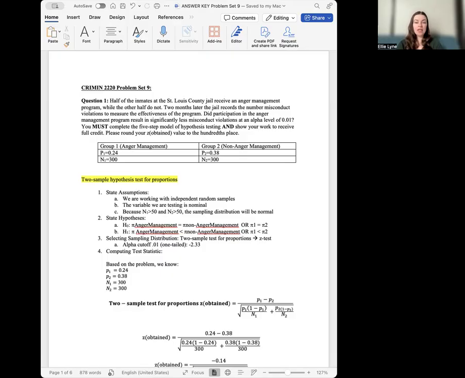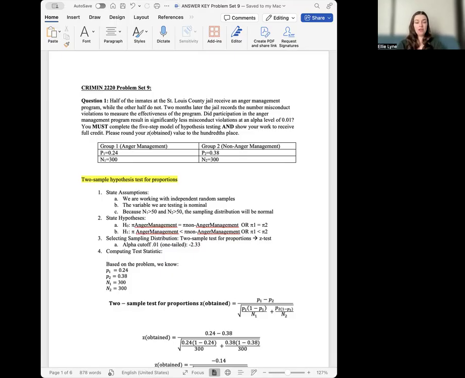I see back in our table here that our group size, or our sample size, is 300 for both groups. So we're good there as well. So all of our assumptions have been met. We can have 3 check marks there. And so I know I am good to go to proceed to step 2 and the remainder of my steps for our 5-step model.